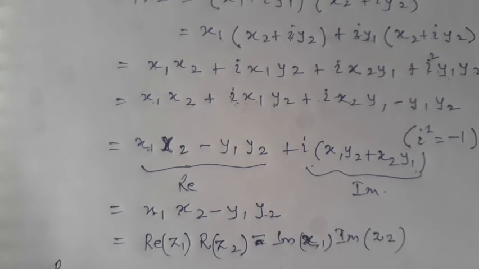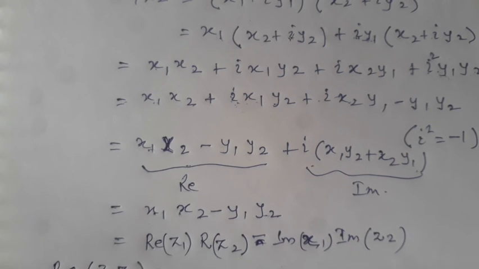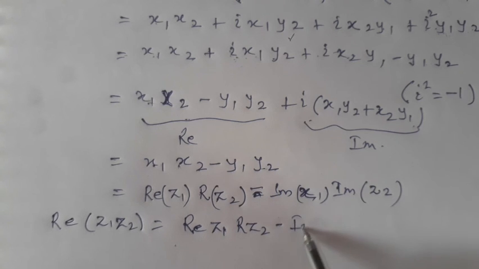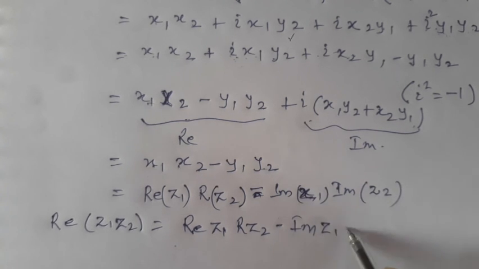So the real part of z1 z2 will be equal to the real part of z1 times the real part of z2 minus the imaginary part of z1 into the imaginary part of z2. Proved.